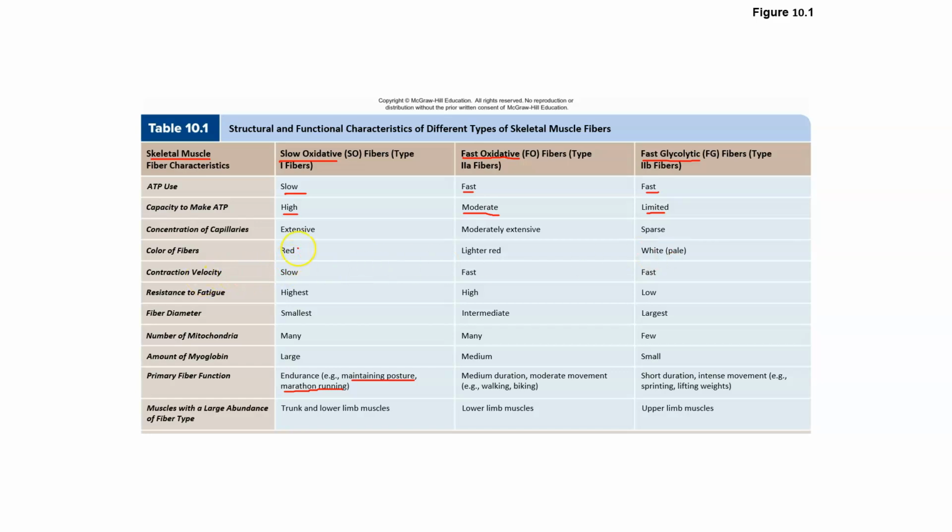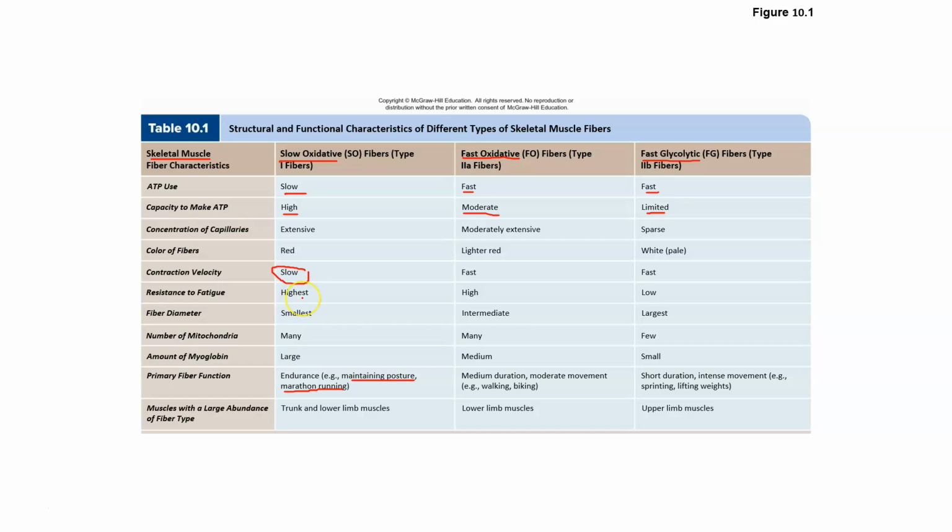Contraction velocity, as you might guess, slow oxidative contract slow. They can sustain a long contraction, they can hang on to it, but they're fairly slow about their contractions. As you can imagine, fast glycolytics are going to contract fast, and fast oxidatives contract fast as well. So think of slow, long endurance things with slow oxidative. And with the fast fibers, think of short duration, quick action, high strength, high speed.